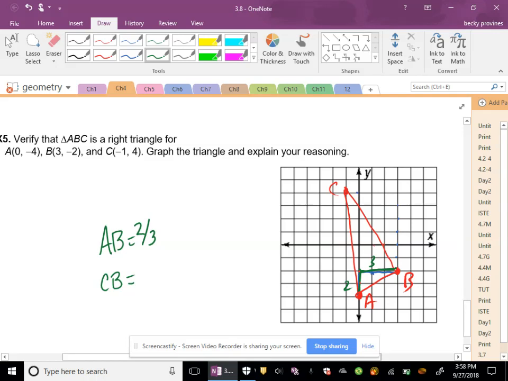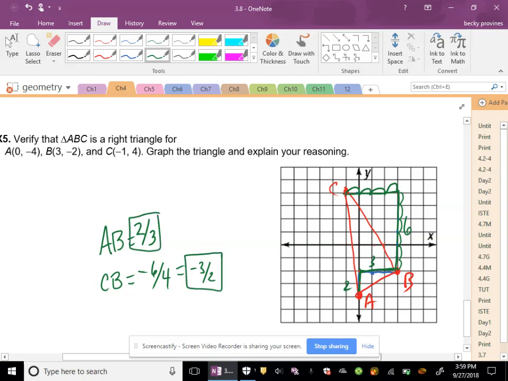Now, if I'm going from B to C, I'm going up and then to the left. Now, first thing I notice is I'm running to the left. It's going to be negative. Now, let's count. 1, 2, 3, 4, 5, 6. 1, 2, 3, 4. Yep, I got -6. And then over 1, 2, 3, 4, which reduces to a -3/2.